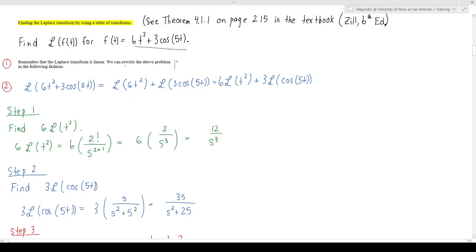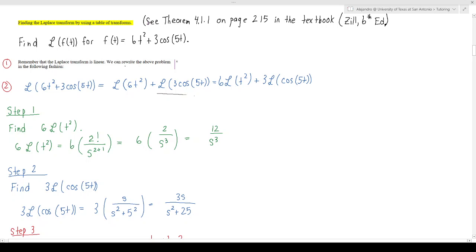So remember that the Laplace transform is linear. So basically, instead of writing the Laplace of this entire function, we can break apart each individual term, just like we did when we broke up the integral in those earlier two examples where we were using the definition of the Laplace transform. So we can do Laplace of 6t squared plus Laplace of 3 cosine of 5t. And that would actually just be the same thing as the Laplace of both added together.